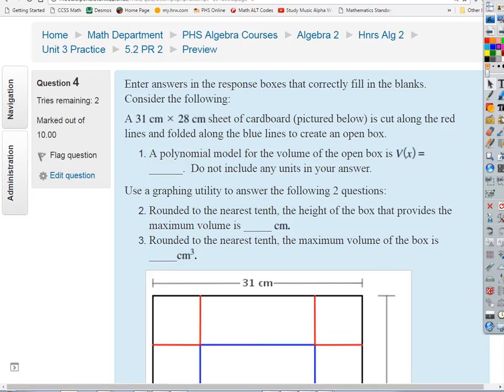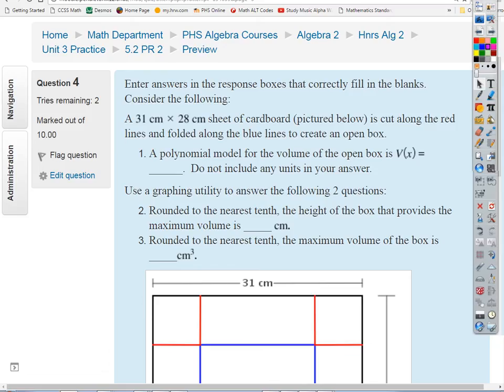Well, in order to spend as little as possible, what do I probably want to maximize for each box? We're going to put the blueberries into the boxes. Volume, right? We're going to maximize the volume. And so look what we're starting with. We're building boxes out of 31 by 28 centimeter rectangular sheets of cardboard. How are we going to build the boxes? Well, we're just going to do this.